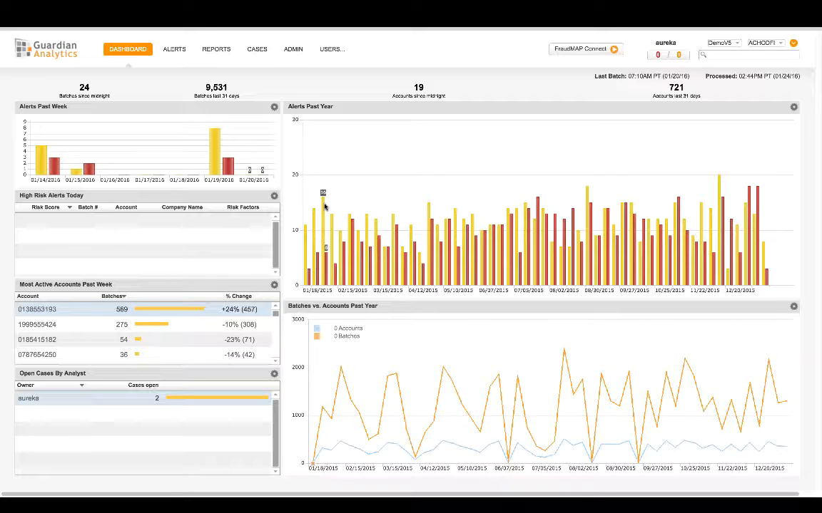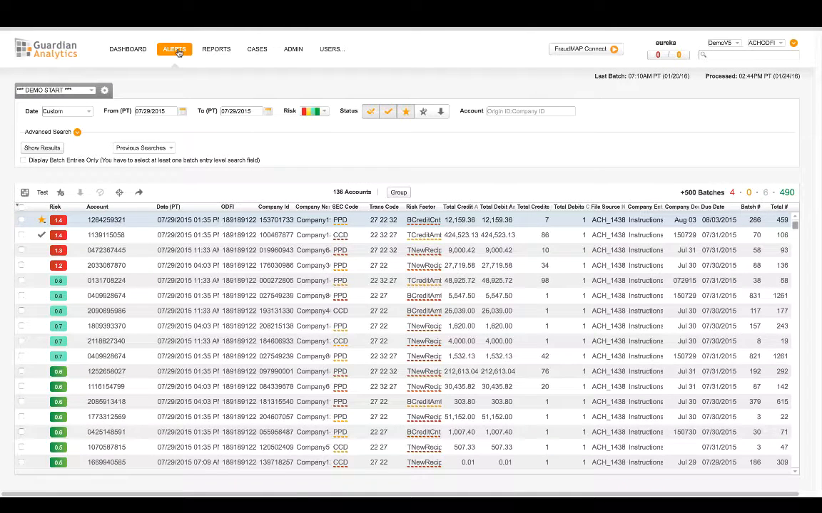Now, we begin on the dashboard page here. It provides a whole lot of summary information and trending data on all ACH batches at the bank. But for our demonstration, we're going to focus on the Alerts tab. That's where fraud analysts would typically begin their day.